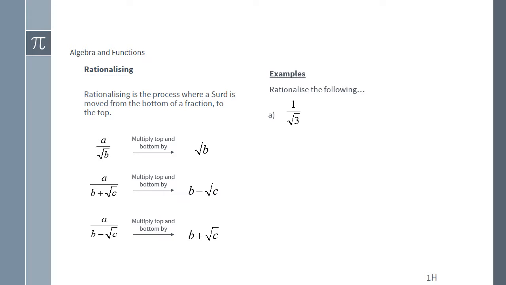So, if we want to rationalise 1 over root 3, this is using the first rule, we would times it by root 3 over root 3. That's essentially timesing it by 1. So we haven't changed anything, because timesing by 1 doesn't alter a sum. However, we have now made it so that it's root 3 over root 9, or root 3 over 3. The bottom, the denominator, is now a rational number. It's neater and it's nicer to have the denominator as a rational number.